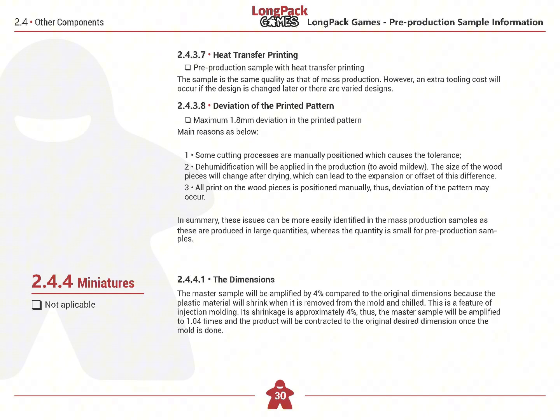Deviation of the printed pattern. Maximum 1.8 mm deviation in the printed pattern. Main reasons as below. 1. Some cutting processes are manually positioned, which causes the tolerance. 2. Dehumidification will be applied in the production to avoid mildew. The size of the wood pieces will change after drying, which can lead to the expansion or offset of this difference. 3. All print on the wood pieces is positioned manually, thus deviation of the pattern may occur.